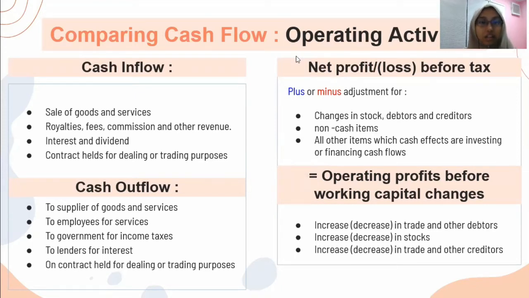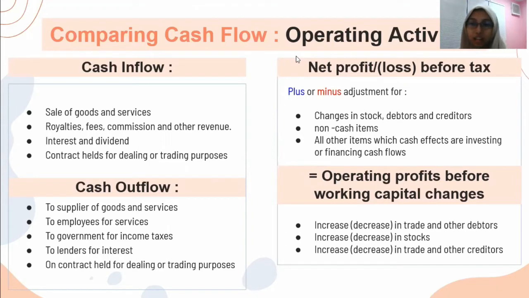And these cash inflows will be offset with cash outflow such as cash payments to suppliers of goods and services, cash payment to employees for services, cash payments to government for income taxes, cash payment to lenders for the interest, cash payment on contracts held for dealing or trading purposes, in order to get net cash flow under operating activities.